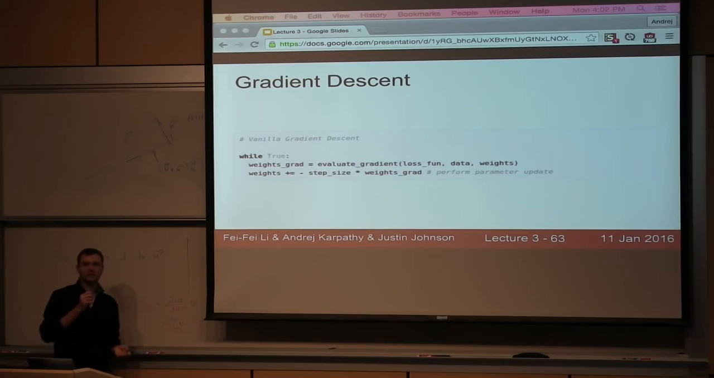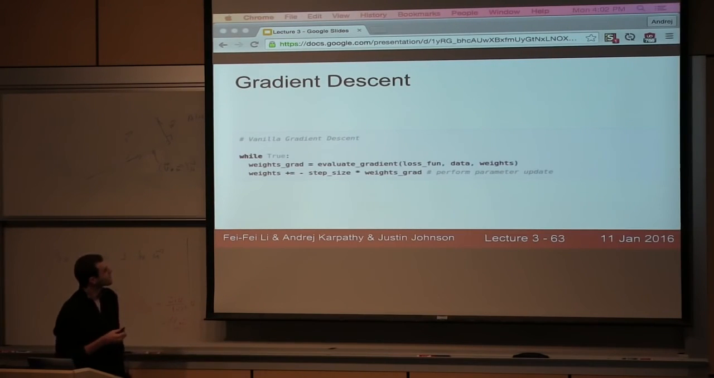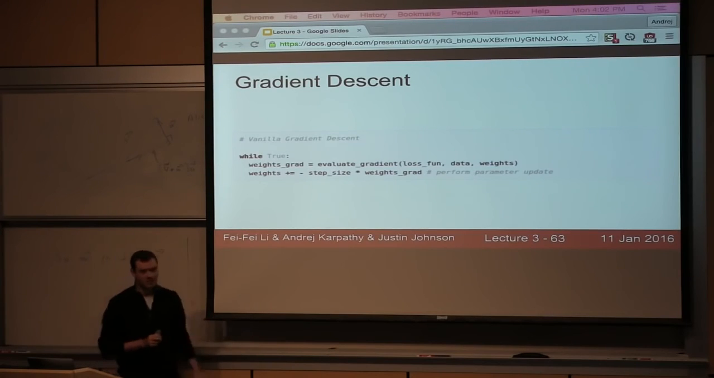Was there a question in the back, by the way? I was just going to ask, is that weight gradient vector a unit vector? It's not. That gradient is just a gradient. It tells you the slope in every single direction. And then we just take a step-size step of it.